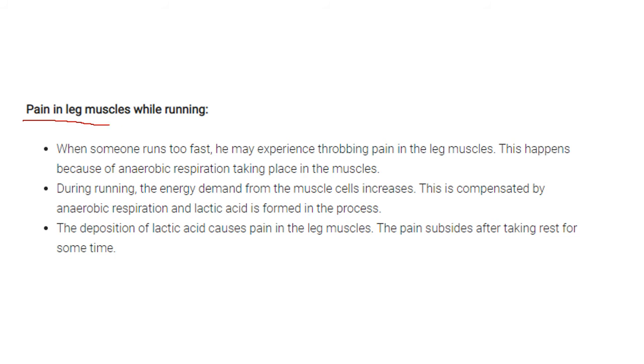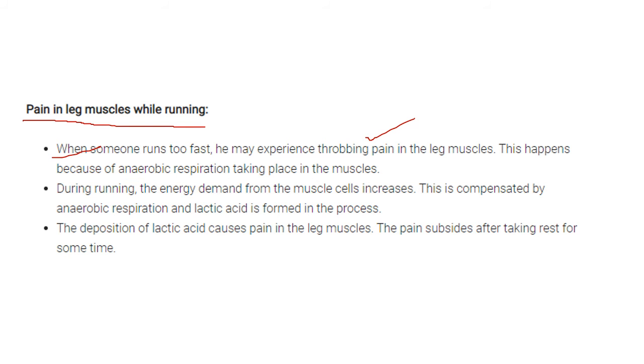So there is a question, sometimes we have pain in our muscle cells. What is the reason behind it? So let's have a look over it. Okay. So if someone is running very fast, he may be having a throbbing pain in the muscle cells. Why does it happen? It is because of the anaerobic respiration that is taking place in the muscle cells.